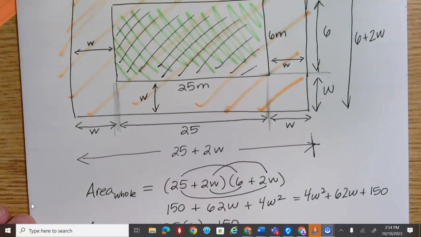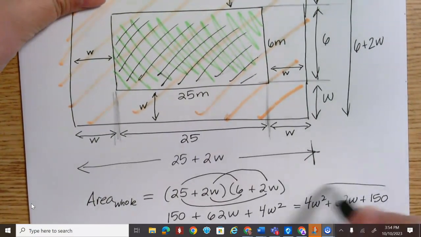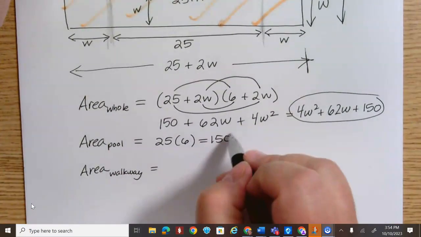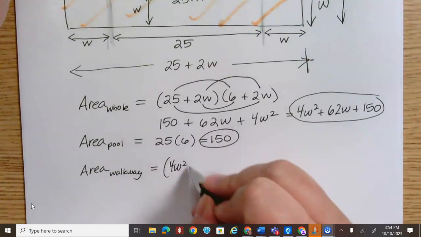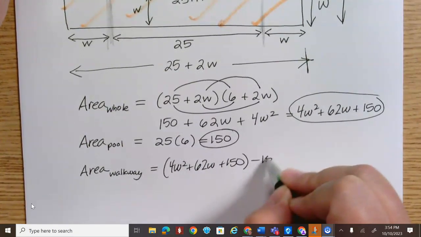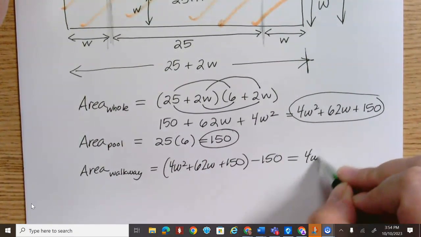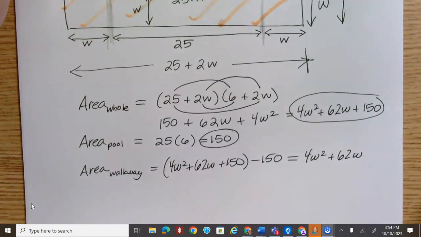Okay, so the area of just the walkway is the area of the whole thing that we came up with right here, minus the area of the pool, which we said is just this. So 4W squared plus 62W plus 150 minus the 150. So that's just 4W squared plus 62W. That's the area of the walkway.